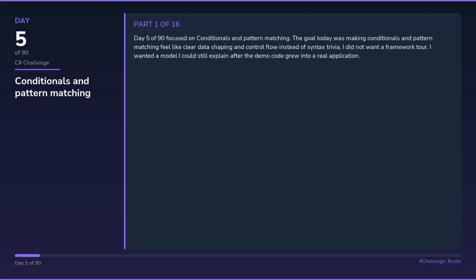Day 5 of 90 focused on conditionals and pattern matching. The goal today was making conditionals and pattern matching feel like clear data shaping and control flow instead of syntax trivia. I did not want a framework tour. I wanted a model I could still explain after the demo code grew into a real application.